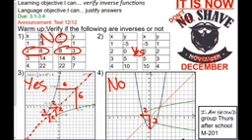On your assignment, you're kind of doing what we did on the warm-up. You're verifying if it's inverse. I'll be back.